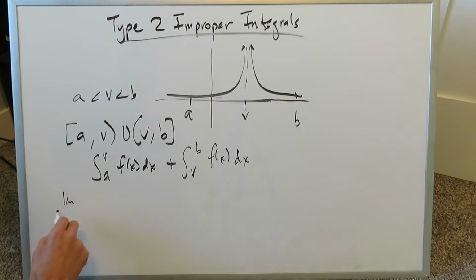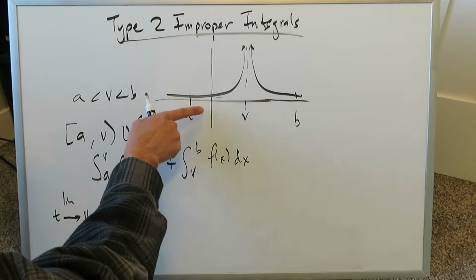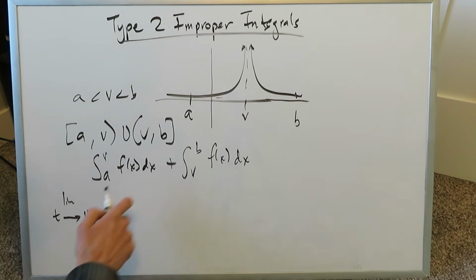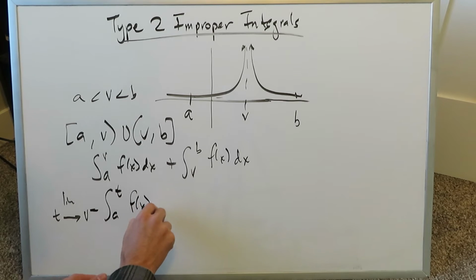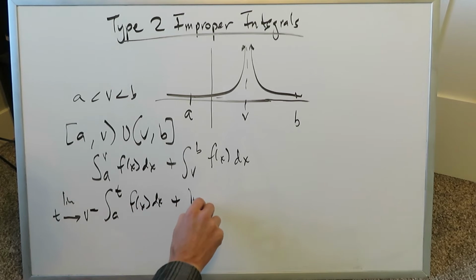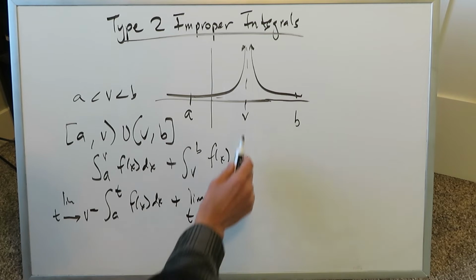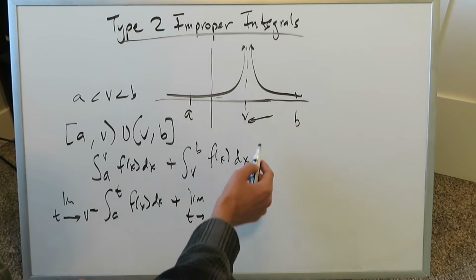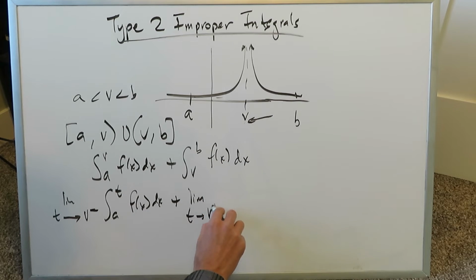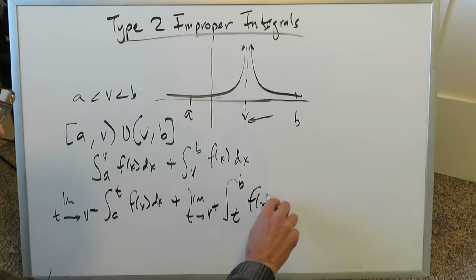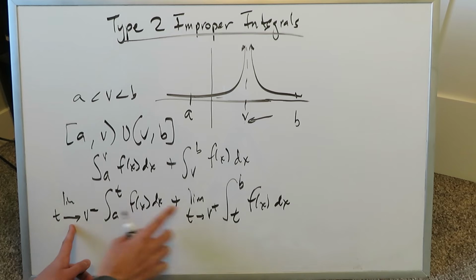This is just a general way of doing it, and it's a good way of doing it. Limit as t is approaching v, but t will be approaching v here from the left. Then you'll have the integral from a to t of f of x dx, and then the limit as t is approaching v from the right, with the integral from t to b of f of x dx. What does this limit, t approaching v, really indicate?